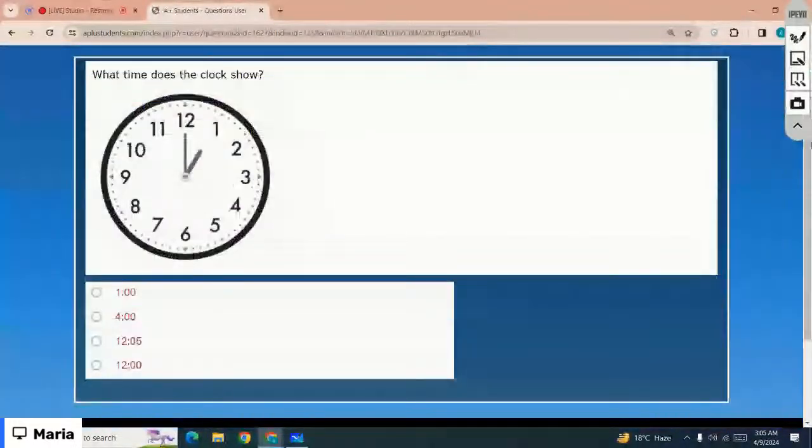What time does the clock show? Which is the correct option? The correct option is 1, because the hour hand points to 1 and the minute hand points to 12, so that is 1 o'clock. The correct option is 1. Very good.